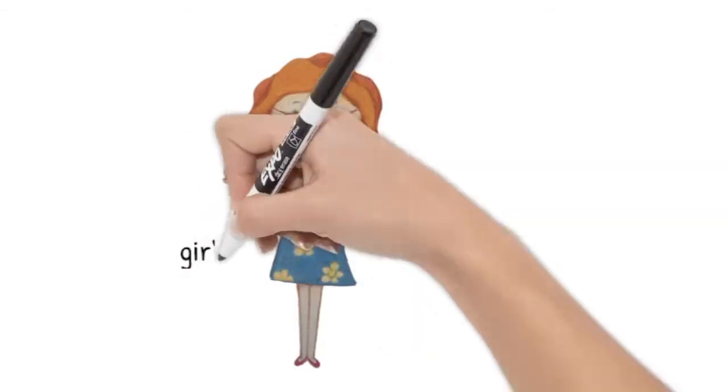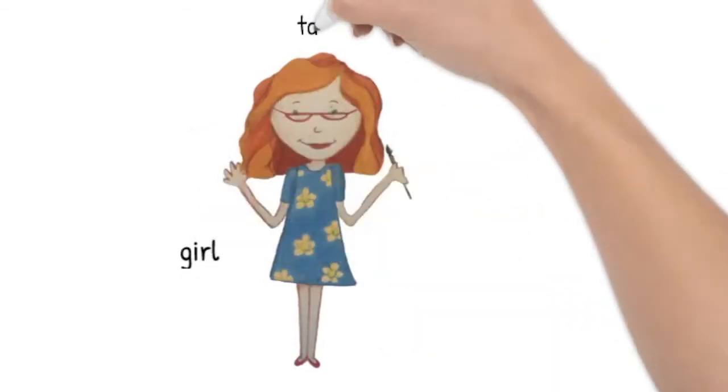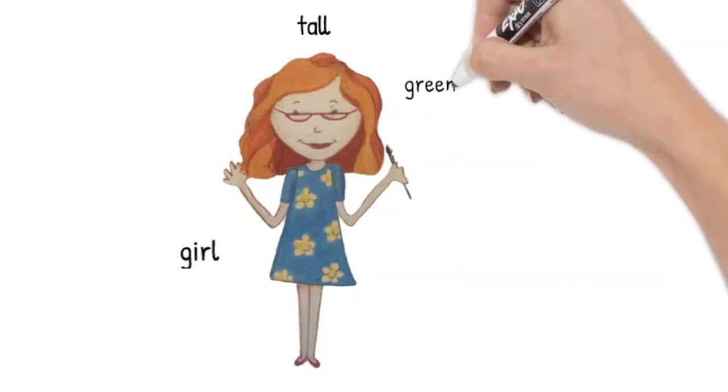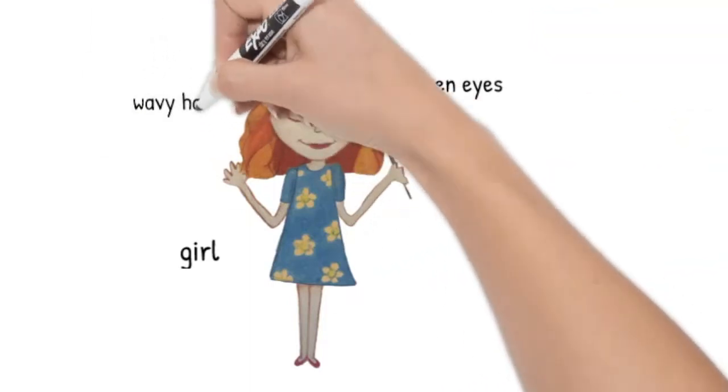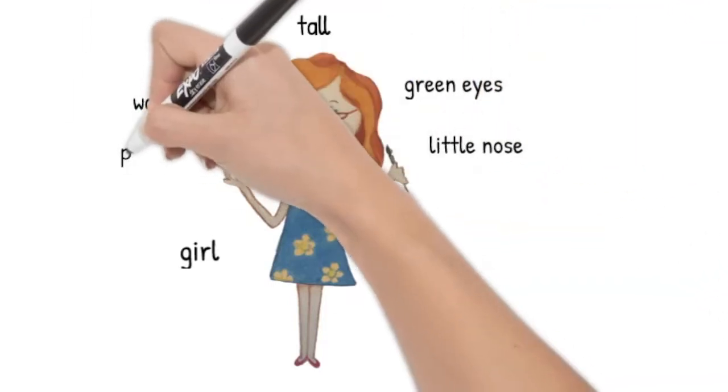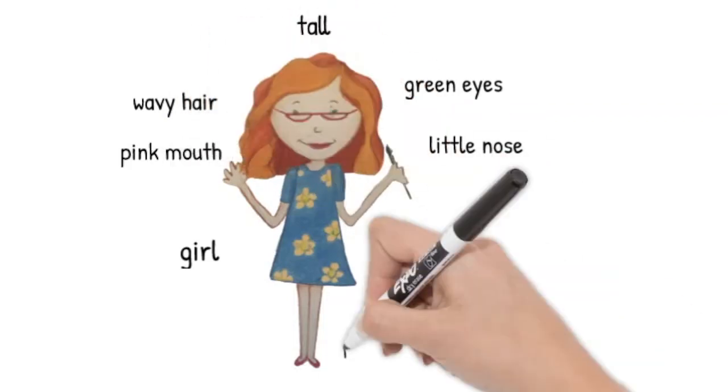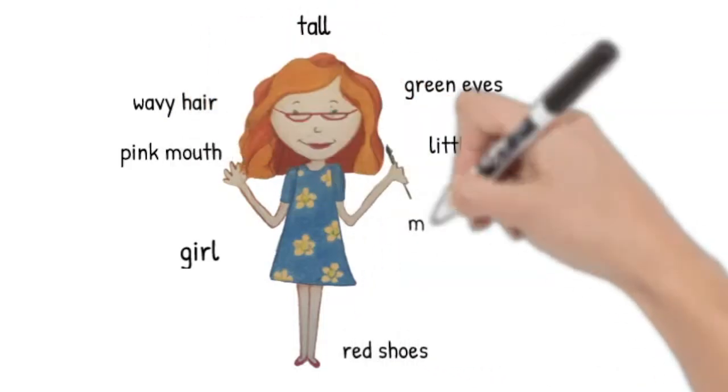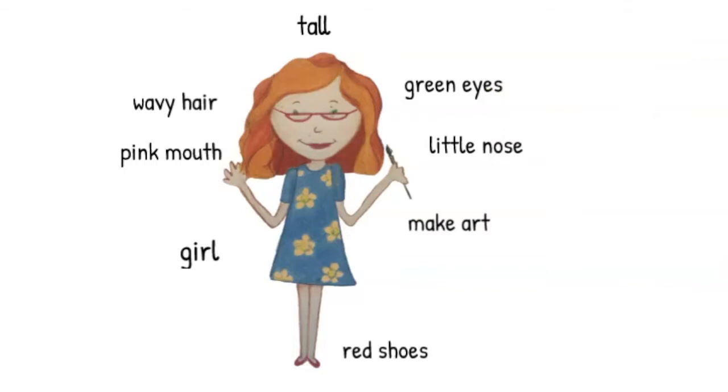I'm a girl. I'm tall. I have green eyes and wavy hair. I have a little nose and a pink mouth. I always wear red shoes and I like to make art.